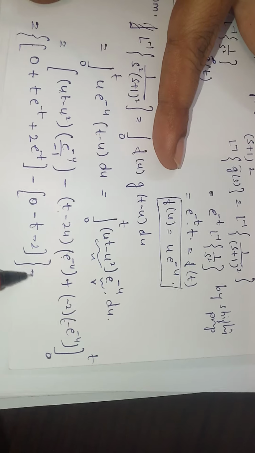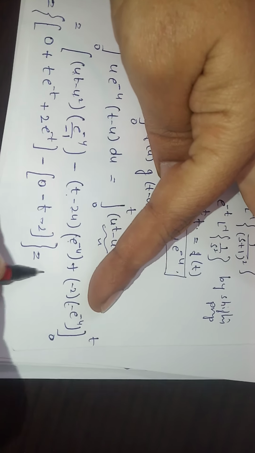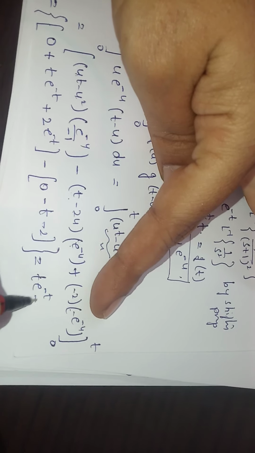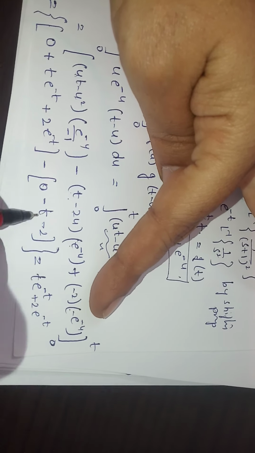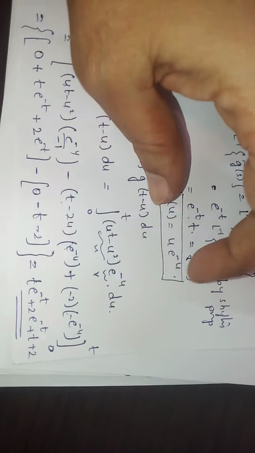So simplify and write your answer. This will be just equal to t e to the power minus t plus 2 e to the power minus t plus t minus 2 is your solution.